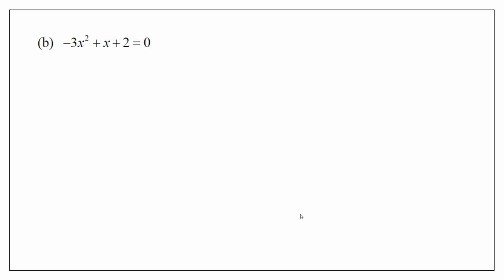-3x squared plus x plus 2 equals 0. So here a equals -3, b equals 1, c equals 2. The discriminant b squared minus 4ac is what we're trying to use to determine what type of solutions we're going to have. So let's substitute in our values. So we have 1 squared minus 4 times -3 times 2. Simplifying, we get 1 plus 24. 4 times 3 is 12. 12 times 2 is 24, which then equals 25.